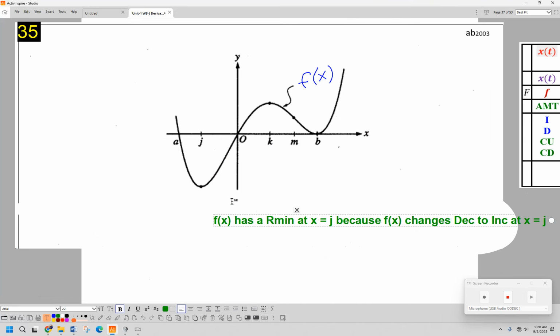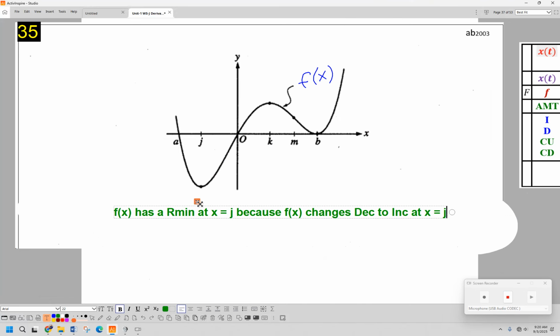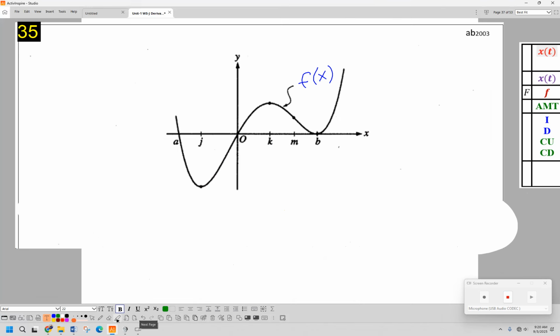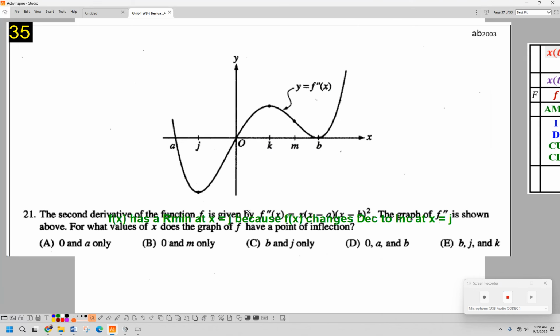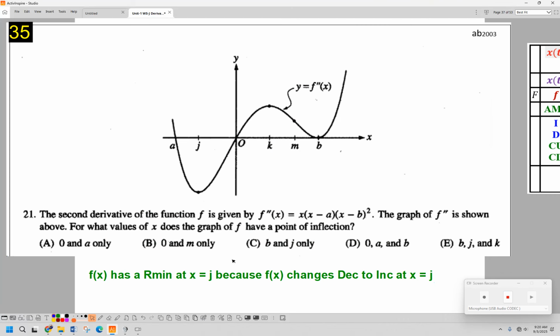2 points if you had your hand raised. Anyone want to talk about that? Why does it keep doing that? Oh, I know why. Silly me. It's underneath the text. Here we go. So f has a relative min at x equal j because f changes from decrease to increase at x equal j.